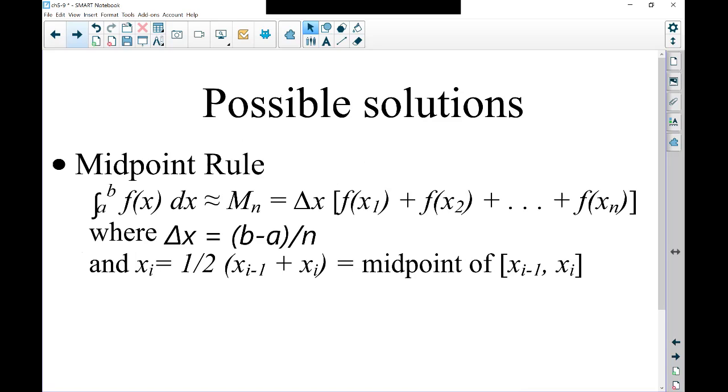And so you're just taking your delta x, which is calculated the same way we've calculated delta x since 5.2, times our f of x sub 1, well, f of x sub 1 plus f of x sub 2 all the way up to f of x sub n, where each of these x sub values are calculated the same way. You take the left endpoint of a subinterval plus the right endpoint of a subinterval and divide by 2. There are actually easier ways of calculating those, but we'll talk about those later.